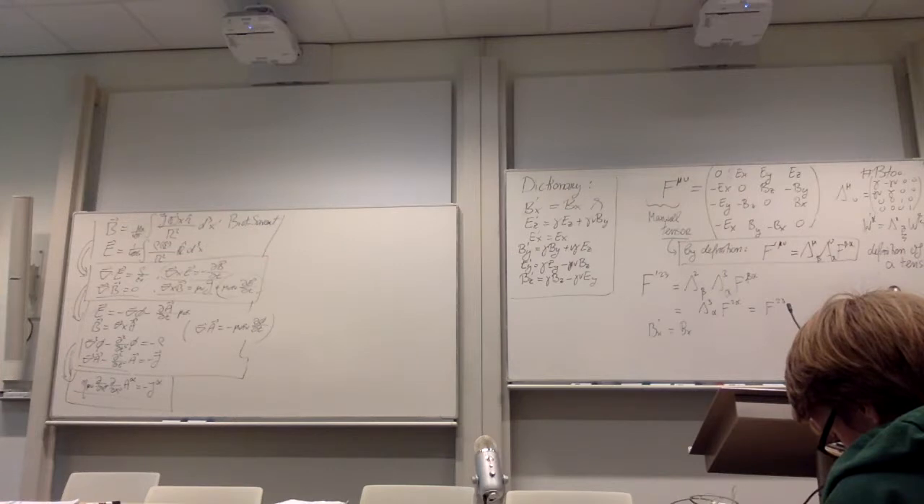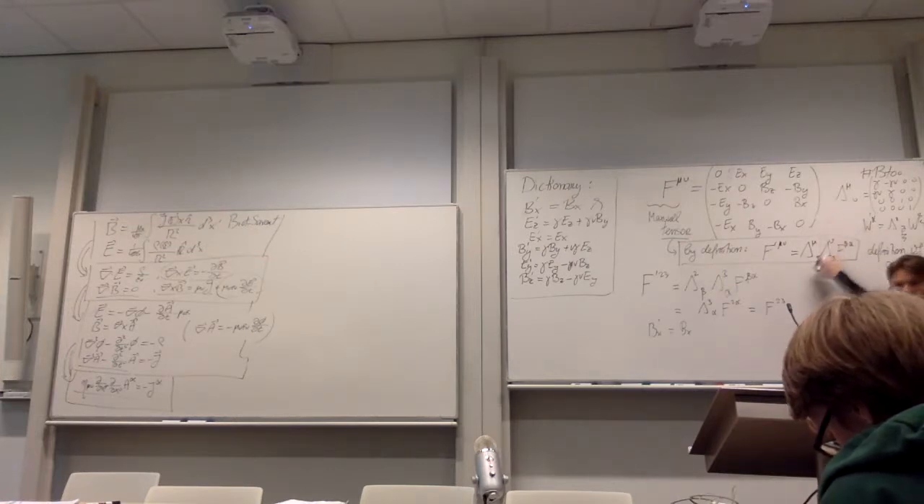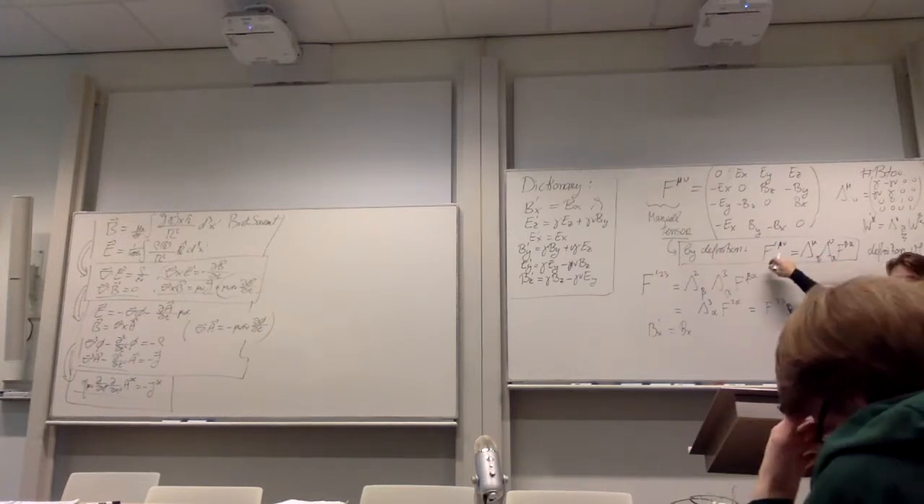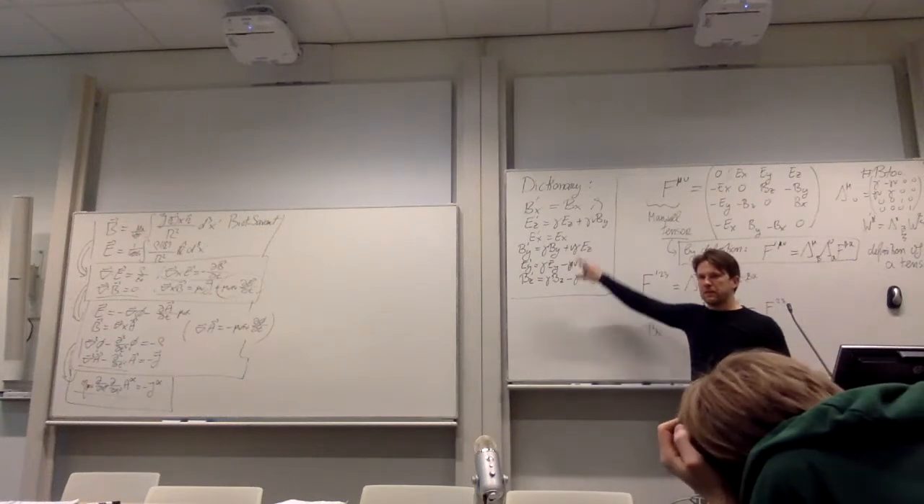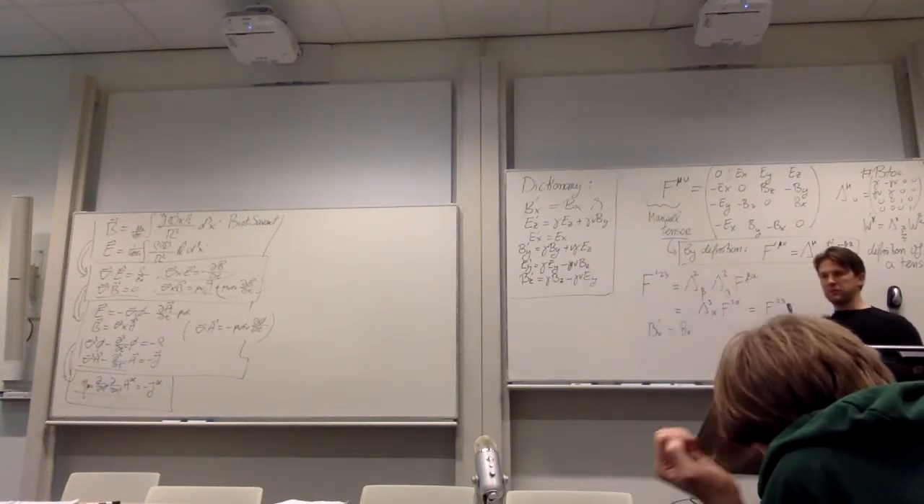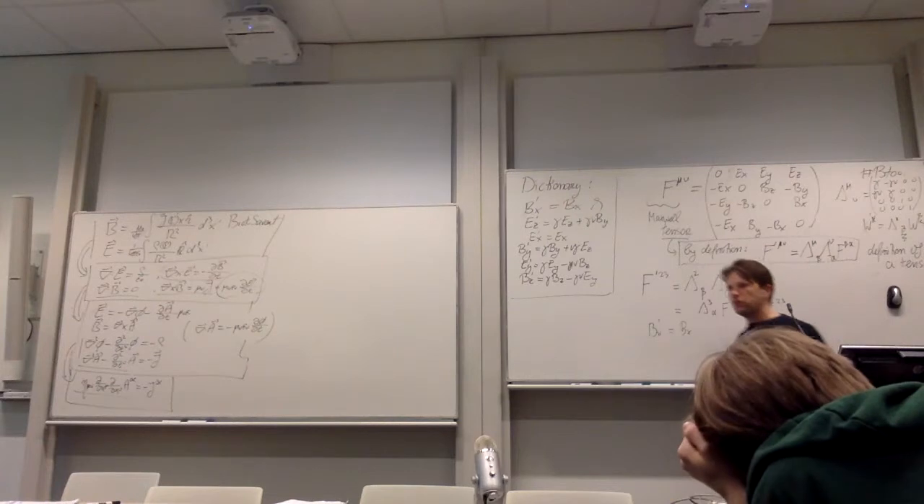Let me repeat that logic again. I wrote this thing down like this. I assumed that it was a tensor, so that this rule applies. I apply the rule and I find exactly my correct physics back. And because this is correct, that means my assumption must have been correct. So F mu nu is indeed a tensor.